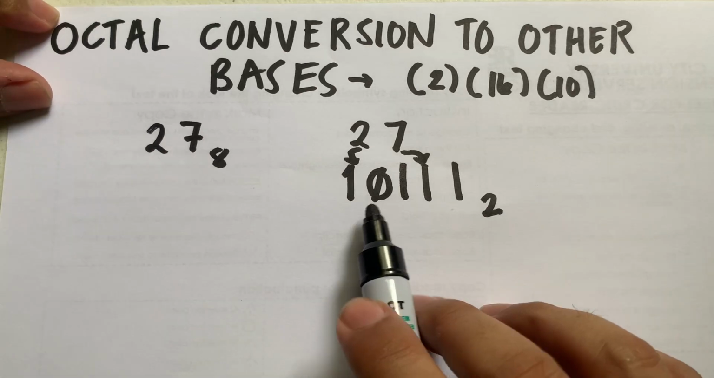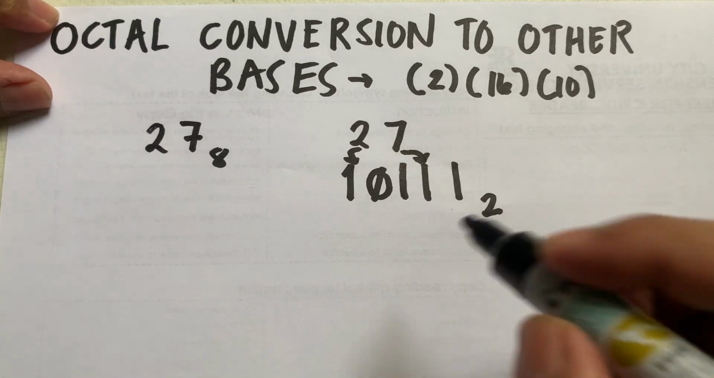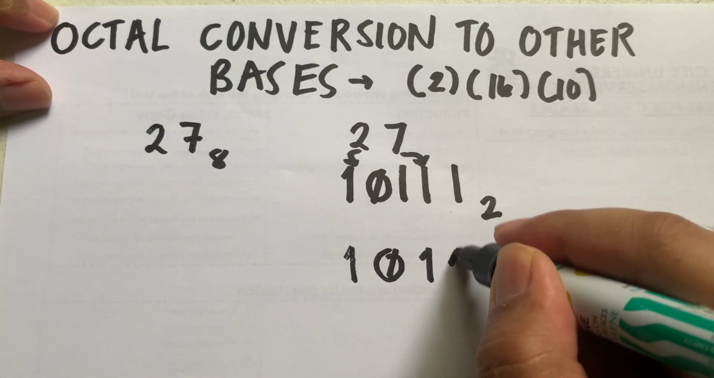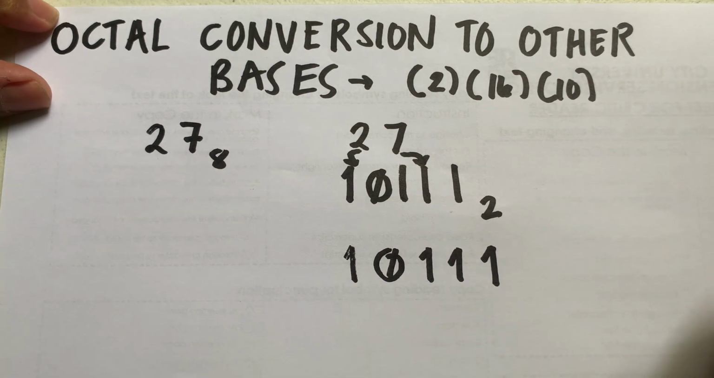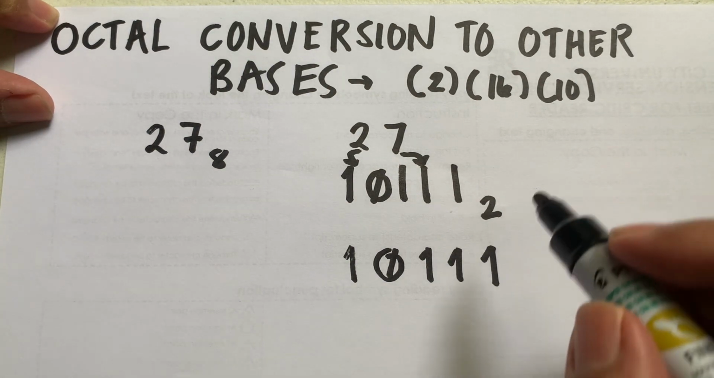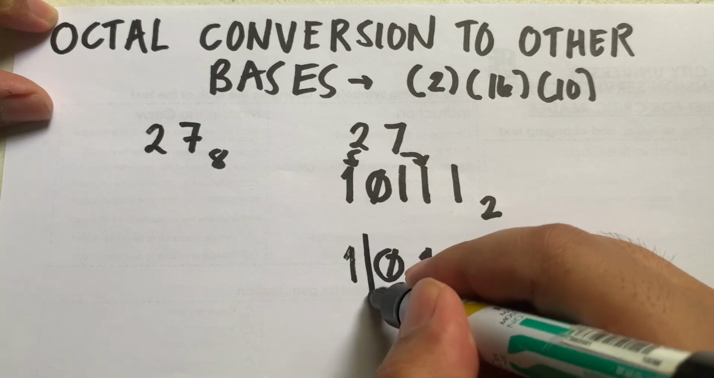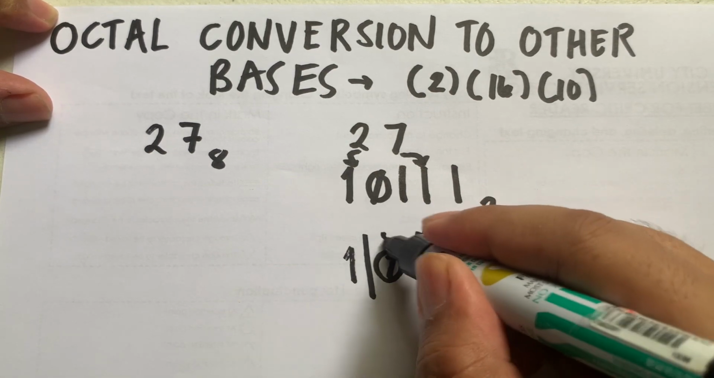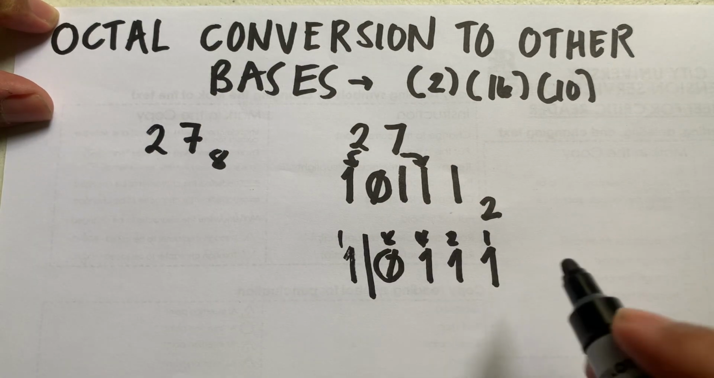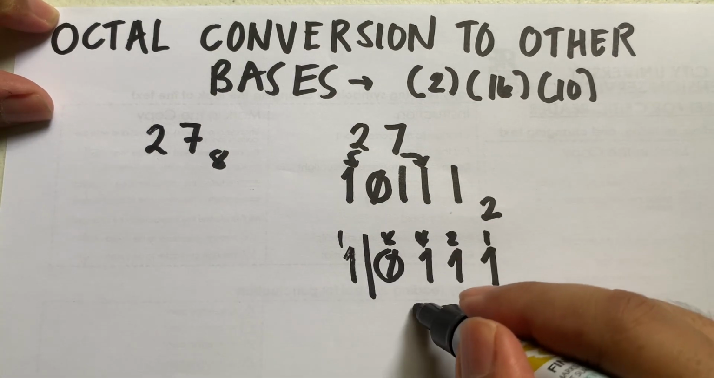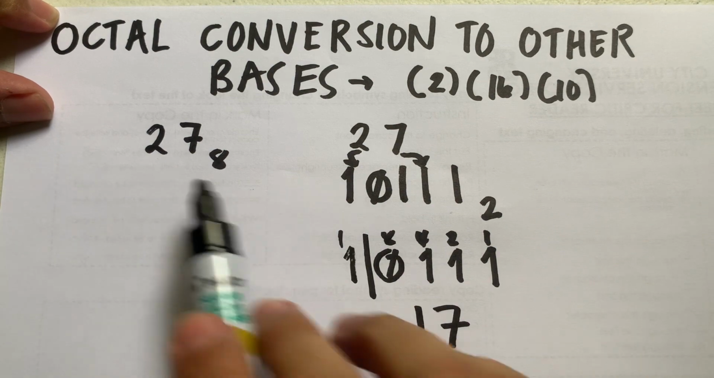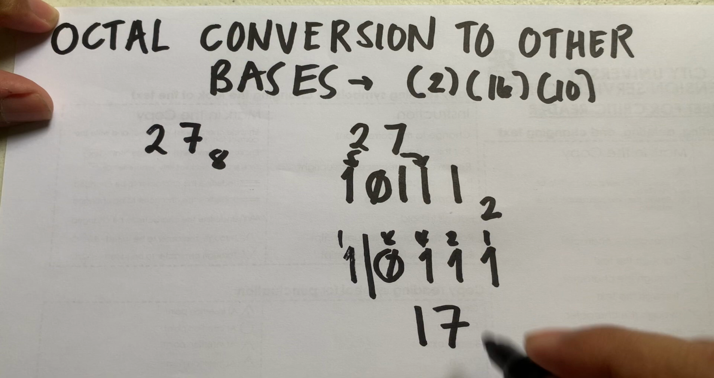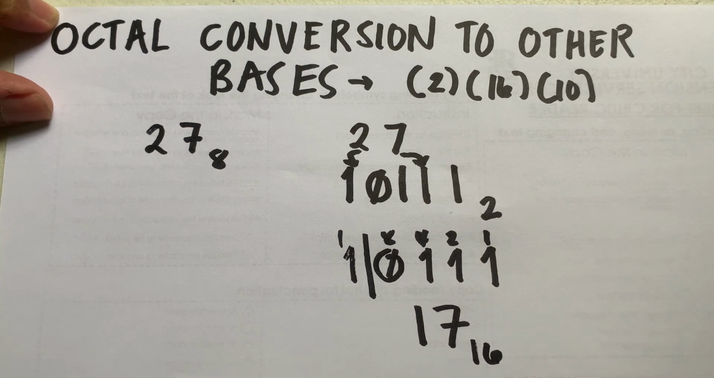Now that we have the binary equivalent, we can easily get the hexadecimal equivalent. Again, we write the binary equivalent, group it into 4 digits, and follow the positional values 1, 2, 4, 8. We add the values which have 1. This is 7, this is 1. So 27 in octal, which is 10111 in binary, is 17 in hexadecimal.